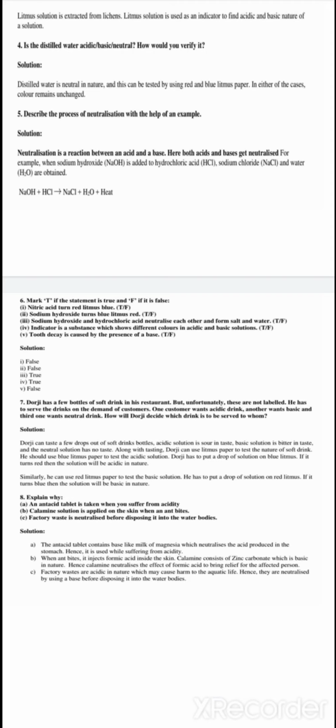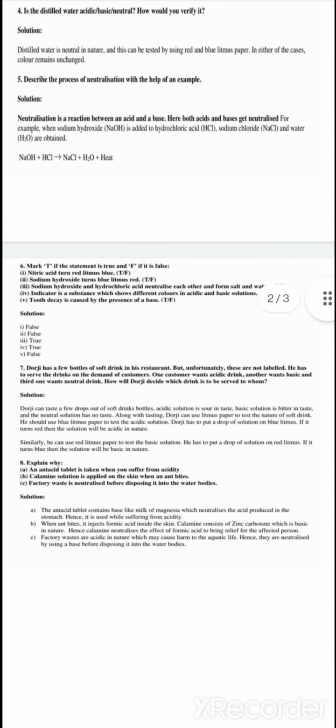Second, sodium hydroxide turns blue litmus red. Sodium hydroxide is a base, and base turns red litmus paper to blue. So this statement is again false. Third, sodium hydroxide and hydrochloric acid neutralize each other and form salt and water. Yes, because sodium hydroxide is a base and hydrochloric acid is an acid. Acid plus base neutralize each other and form salt and water. So this statement is correct.